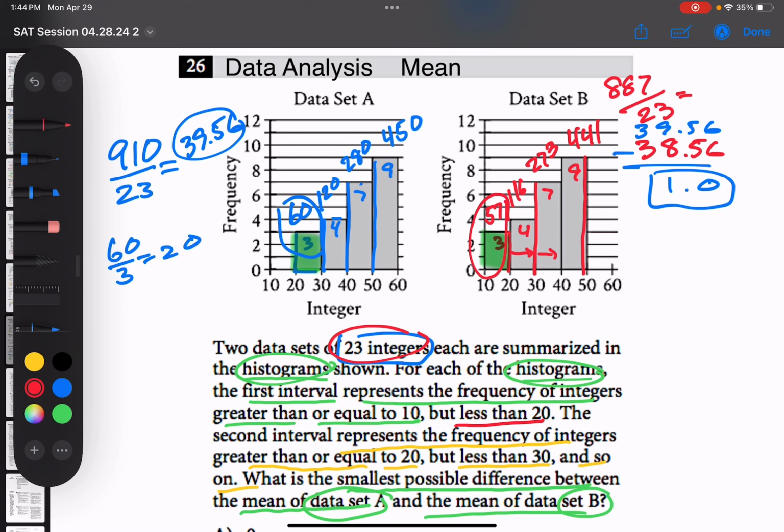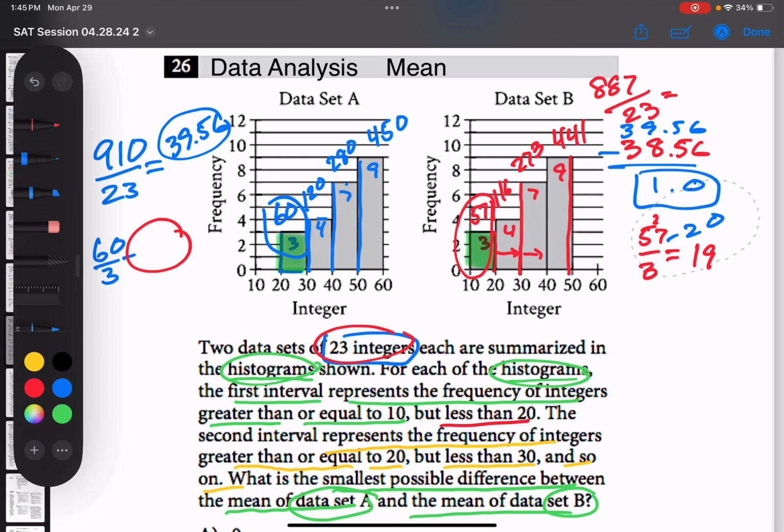If we do the other side, what is 57 divided by 3? 3 goes into 5 one time. We got the 2. 3 goes into 27, 19. So we take our 20, right? We subtract 19 from it. What is 20 minus 19?